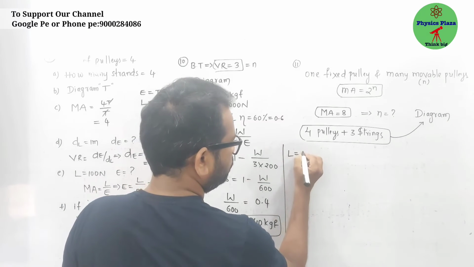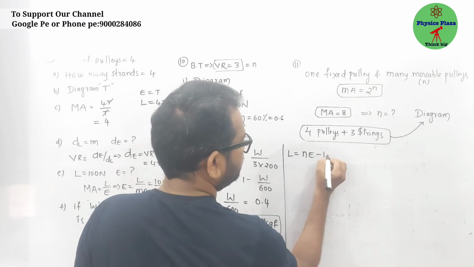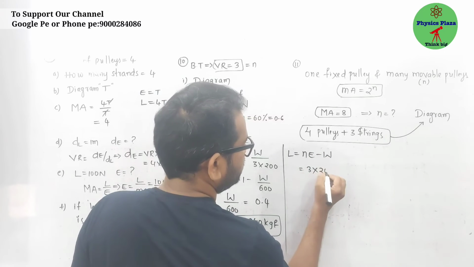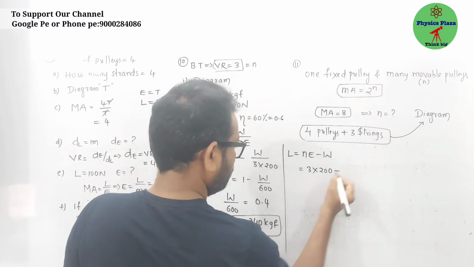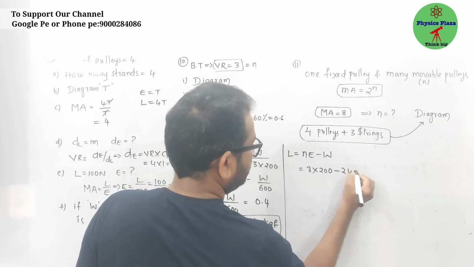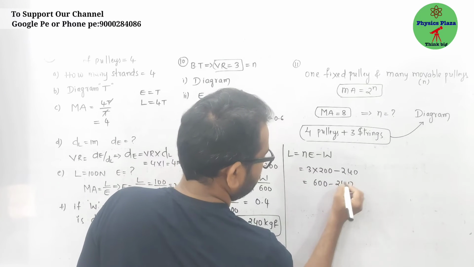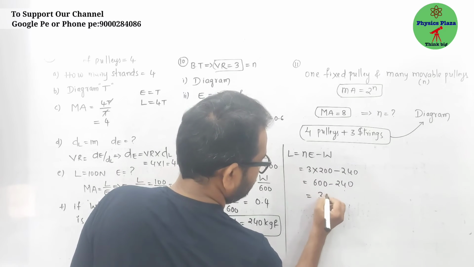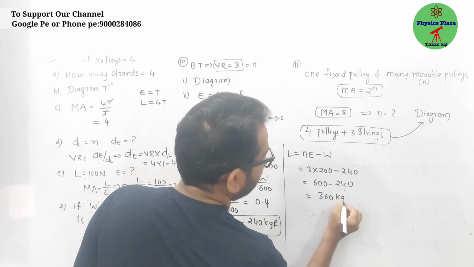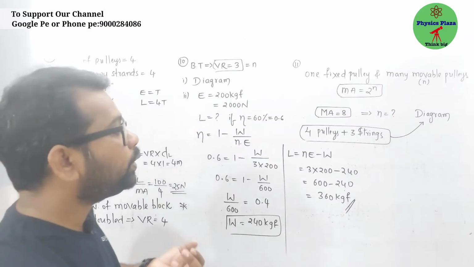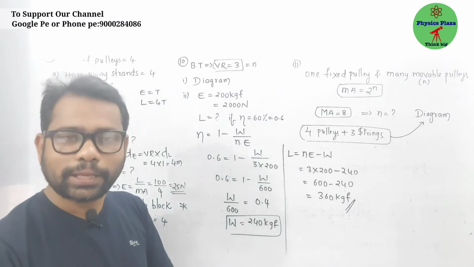Children, load is equal to NE minus W. So N is what here? Number of pulleys 3, E is the effort 200, minus weight of the lower block we got 240. So this is going to be 600 minus 240. So if you can see, this is going to be 360 kgf. So this much amount of load is lifted in this particular case.